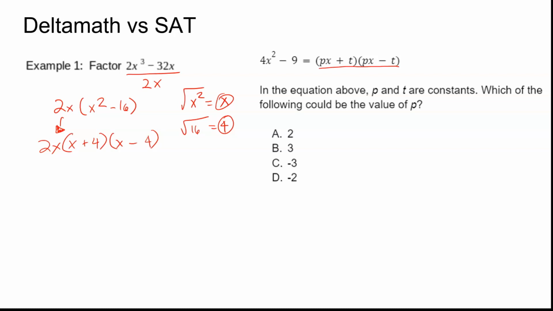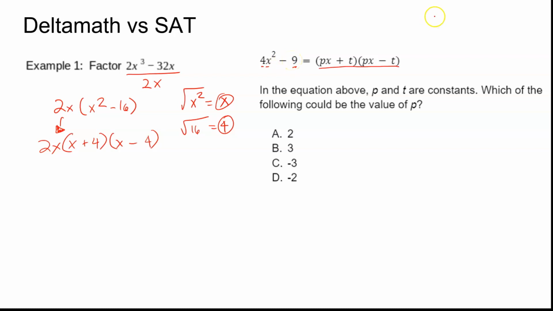The question is, in the equation above, p and t are constants. Which of the following would be the value of p and t? Which means they're not variables. They have to be numbers. What we can recognize is that 4x squared and 9 are perfect squares. And because there's a minus sign in the middle, I can use difference of perfect squares.